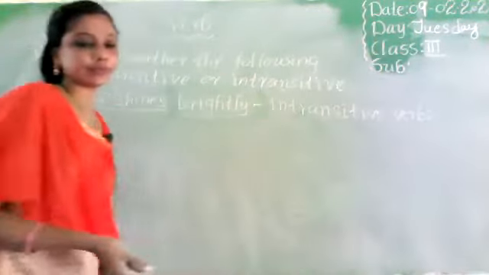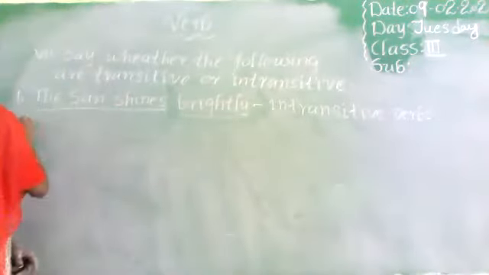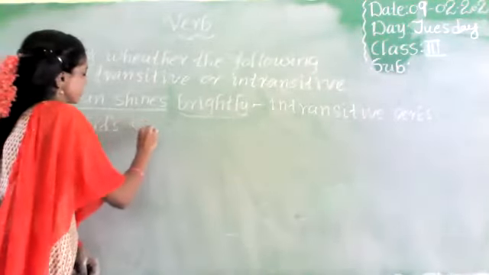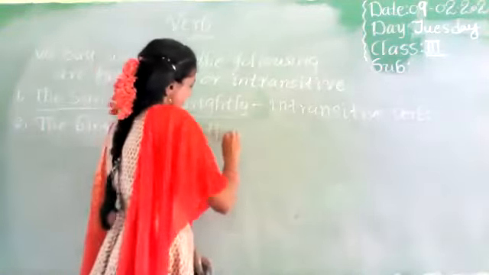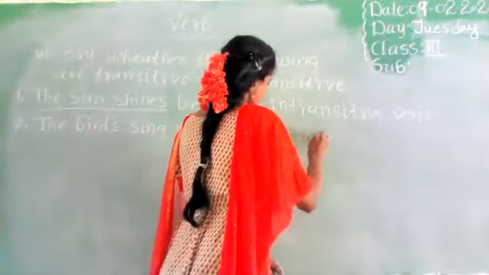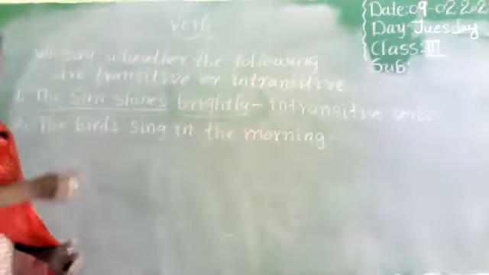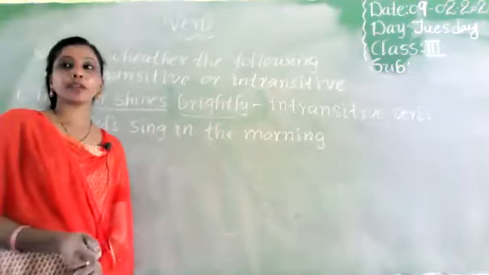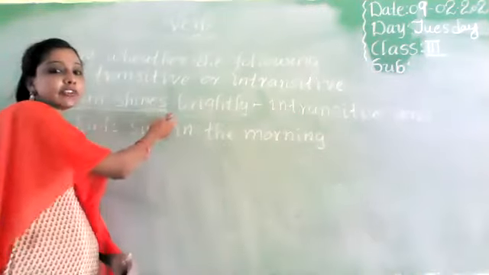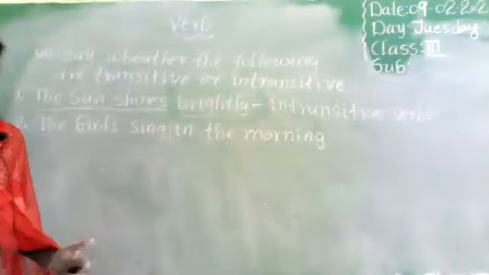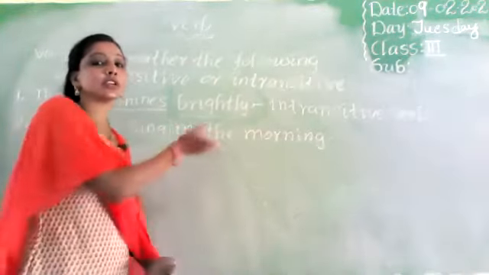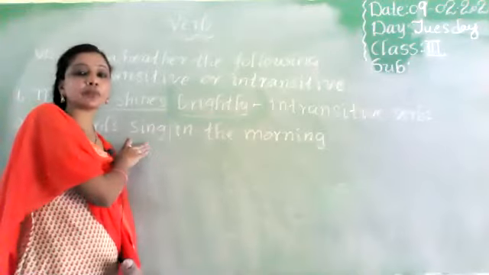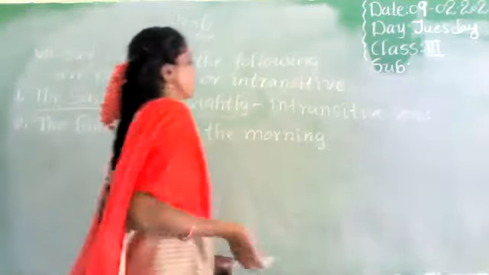Okay. Next one. The birds sing in the morning. Look here. The birds sing. What is the meaning of "the birds sing"? Did you understand? Here itself we can understand the meaning of this sentence. So no need to add any object here. "In the morning" talks about the time. Without "in the morning" also, this verb is giving the full meaning. So such verbs are called intransitive verbs. Here sing is the intransitive verb.